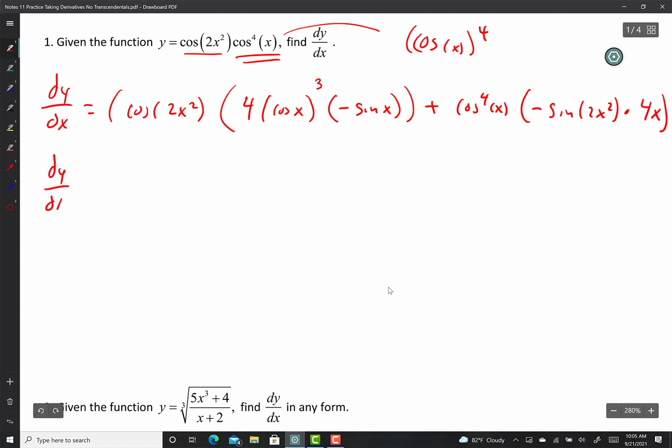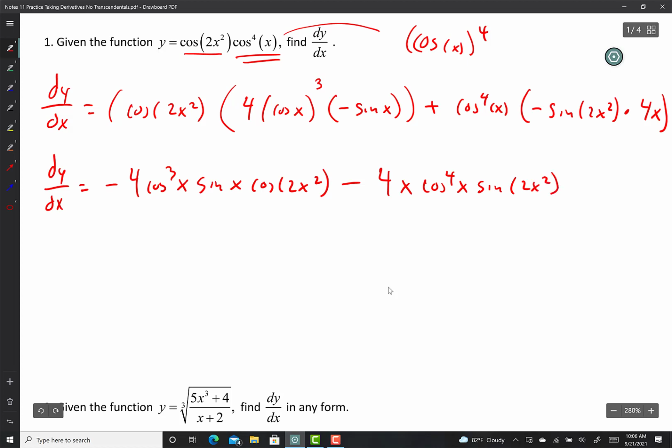Let's see if we can. dy/dx equals, so I see a negative 4 cosine cubed x sine x cosine 2x squared. You can't combine that cosine and that cosine because they have different arguments. And then let's see, minus 4x cosine 4x sine 2x squared. You might be able to do some type of property with cosine 2x squared and the sine 2x squared, but we're going to leave it alone.